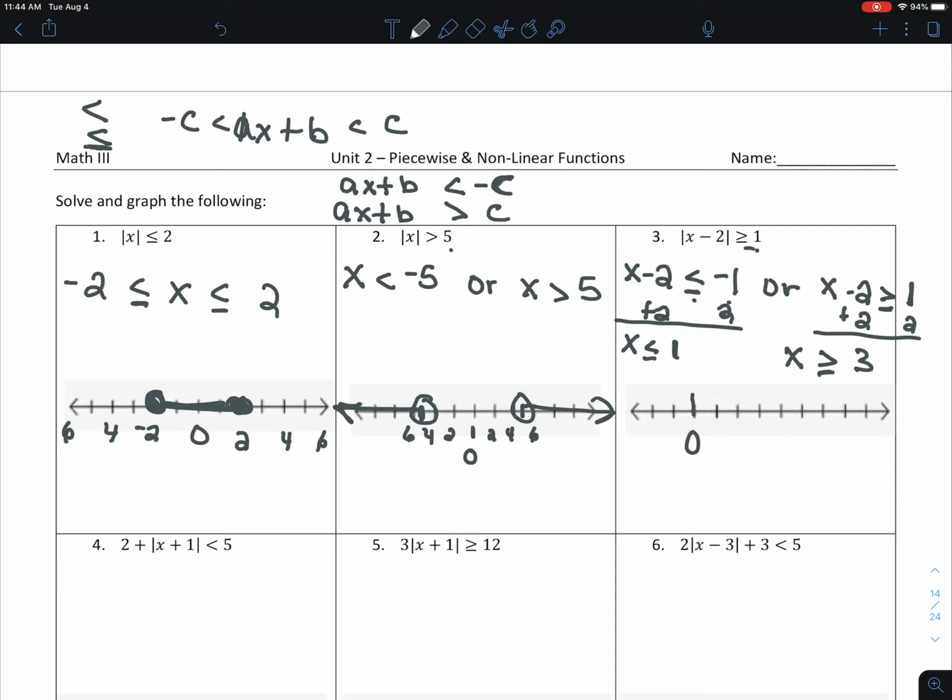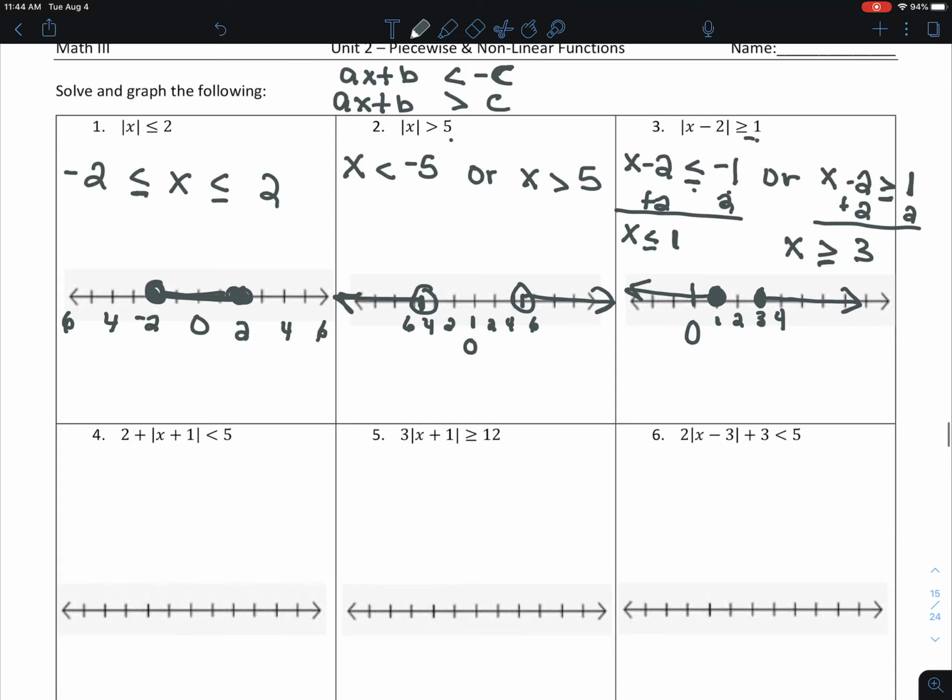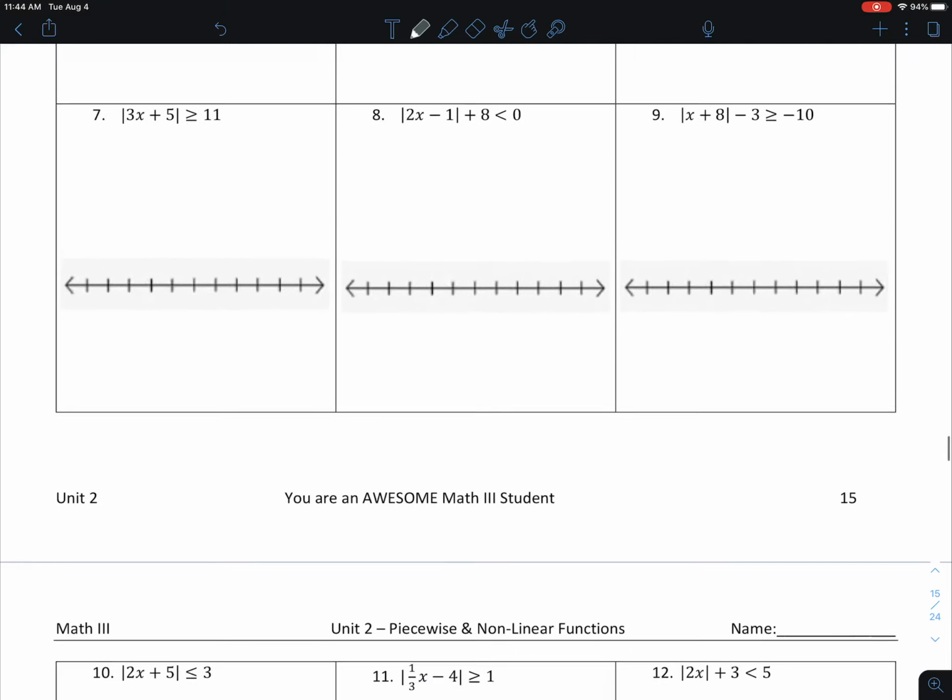So set up our number line. Let's make this 0. So we have 1, 2, 3, 4. So x is less than or equal to 1. That would be a closed circle on 1, shaded to the left, and a closed circle on 3, shaded to the right.